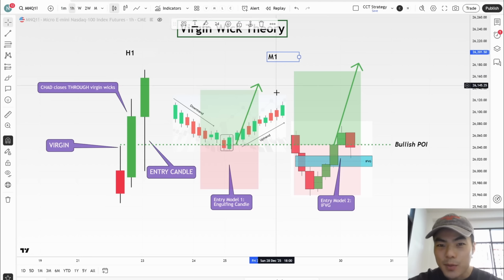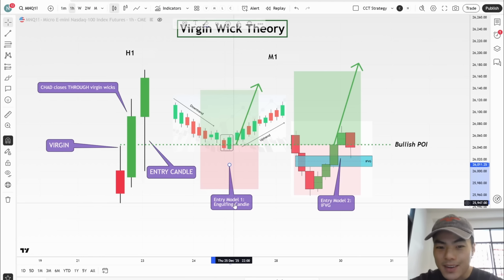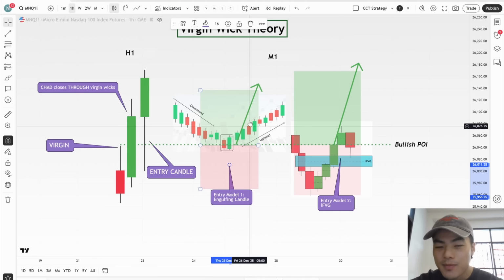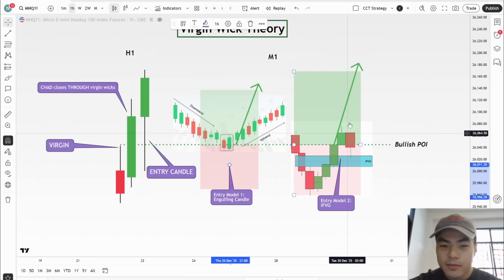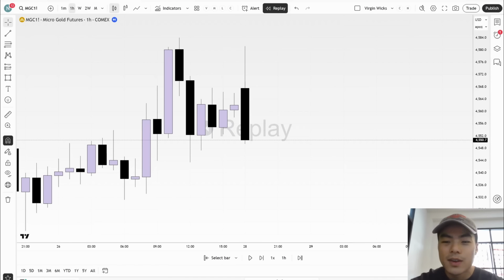So you'll drop down to the 1 minute and this is what it would look like on the 1 minute. Either we go all the way down, we close below, and then we get an engulfing candle above the candle that closed below the POI, and then you would long there. Or we get an inverse fair value gap entry model and we close back above and then we enter the long there. That's a super quick summary of it. I'll go through one example really quickly.